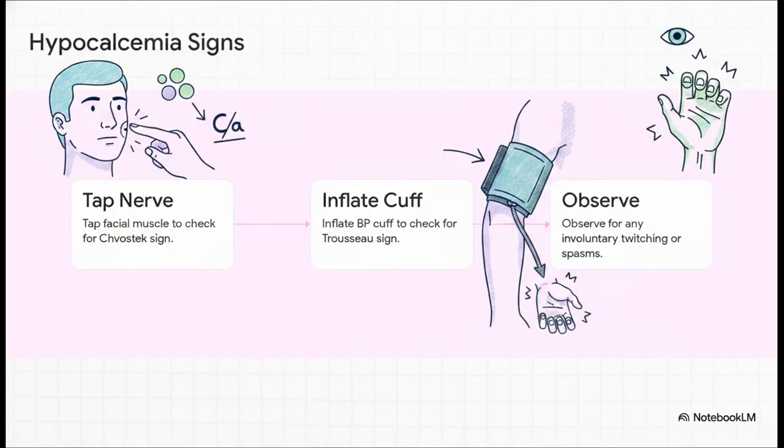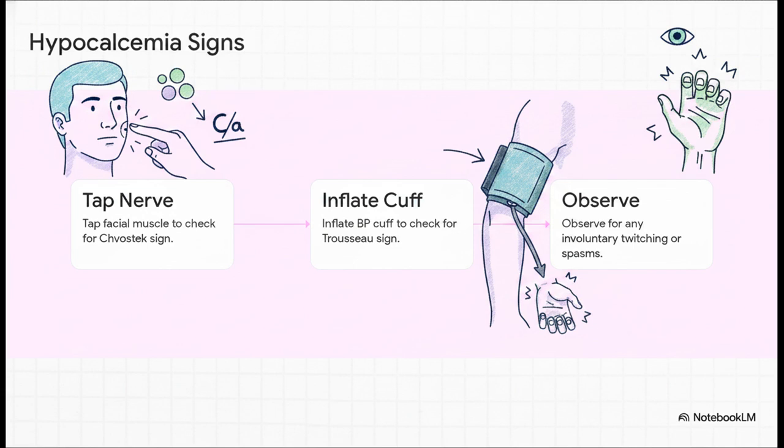Listen up, because this right here is an absolute classic NCLEX trap. The parathyroid glands control calcium. When those glands fail, or say they're accidentally removed during a thyroid surgery, the patient's serum calcium plummets. Since calcium is essential for nerve and muscle function, when it drops, the muscles become super hyperexcitable. You have to know exactly how to elicit the two hallmark signs of this hypocalcemia: First is the Chvostek sign, which you test by tapping the facial nerve and watching for a facial spasm.